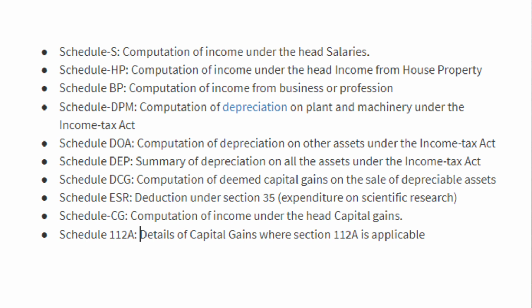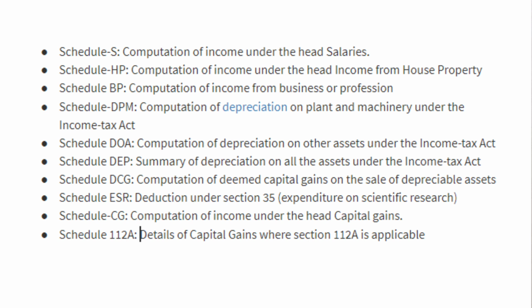The first schedule is the schedule for salaries. You can disclose your income from salaries. Then you have a schedule for income from house property, wherein you need to disclose the details of your house property, the tenants, the PAN of the tenants, and the rent at which you have let out the property. You can claim the deduction for municipal tax and for interest on housing loan over here.